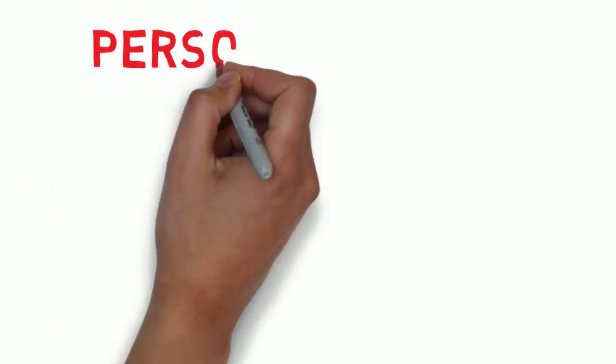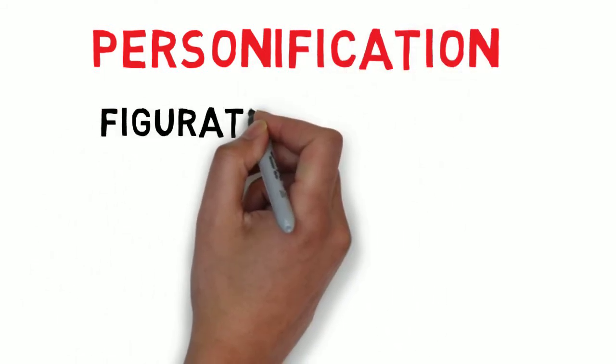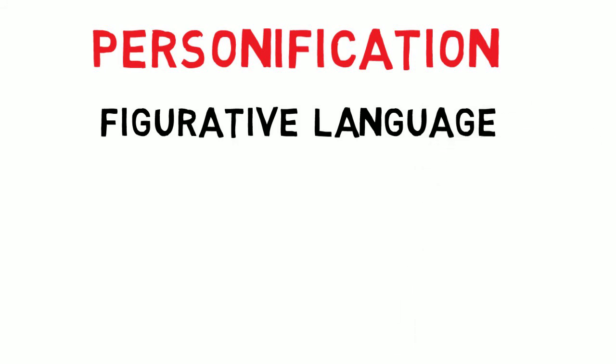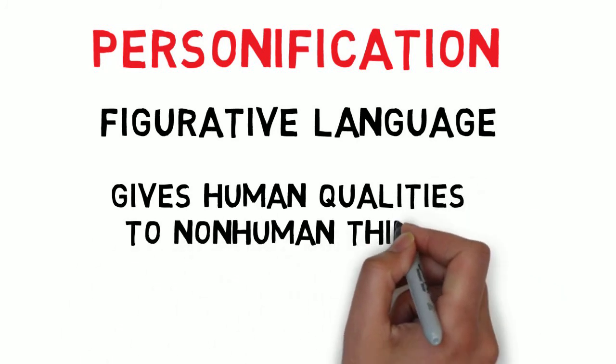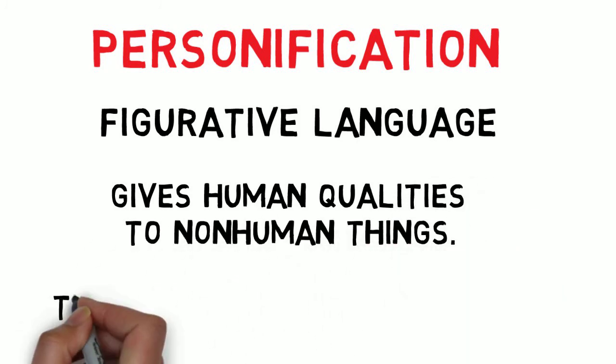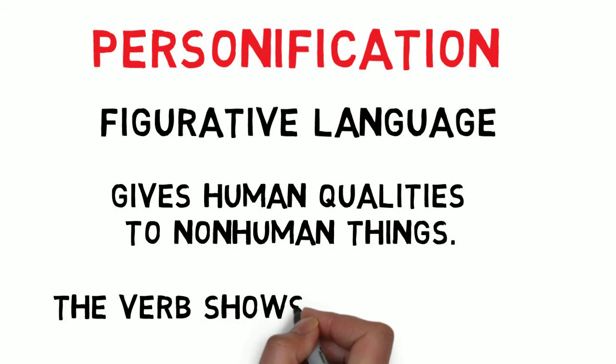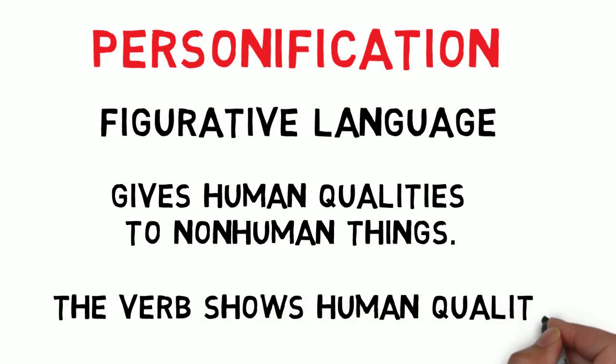So let's review what we have learned about personification. We've learned that personification is a type of figurative language, meaning that it is not to be taken literally. Personification gives human qualities to non-human things. It is the verb or action word that shows the human quality.